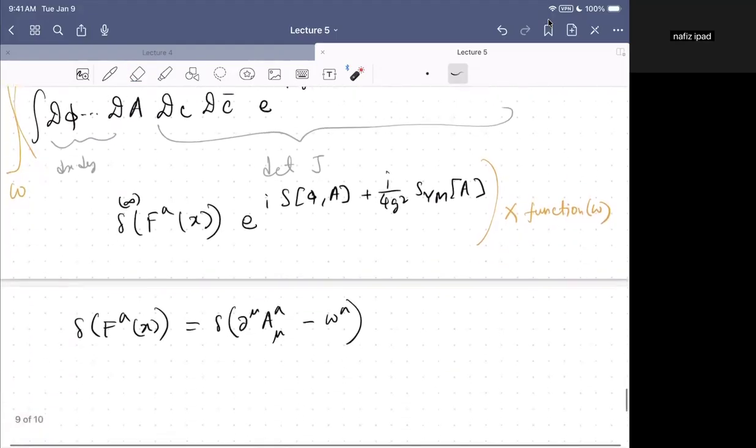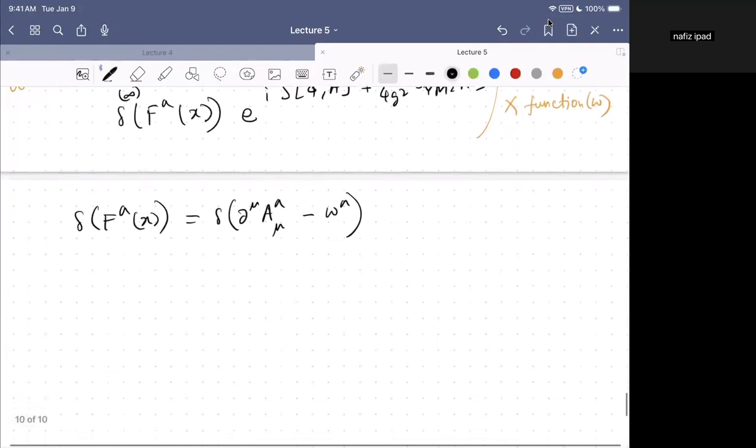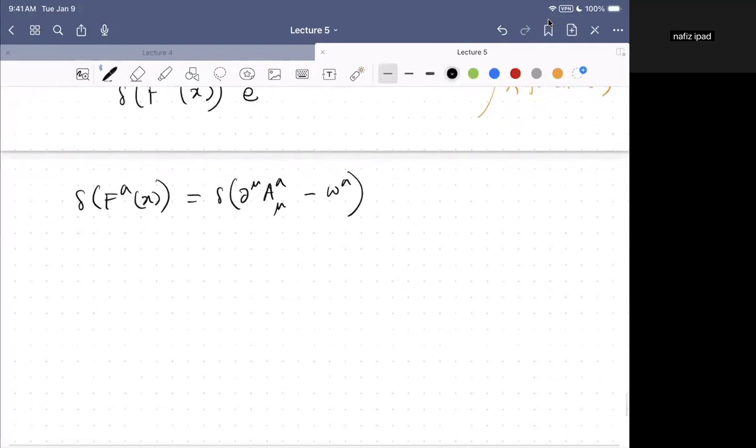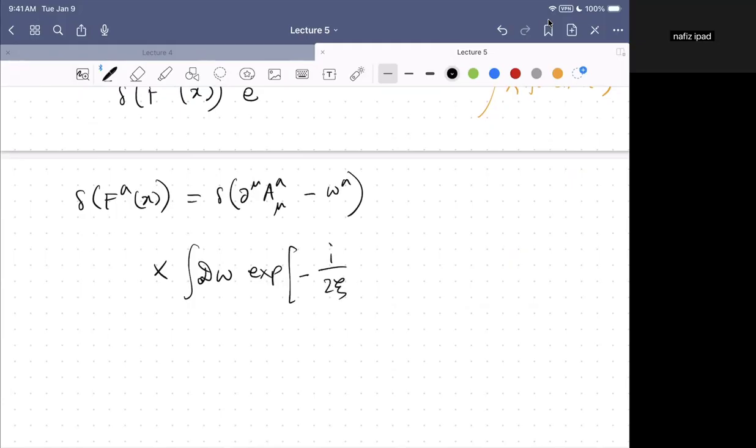If we do that cleverly, so what I mean is that we multiply by an integration over omega of something that we can actually integrate. So a Gaussian function. This is a number, an arbitrary number, which we can control.